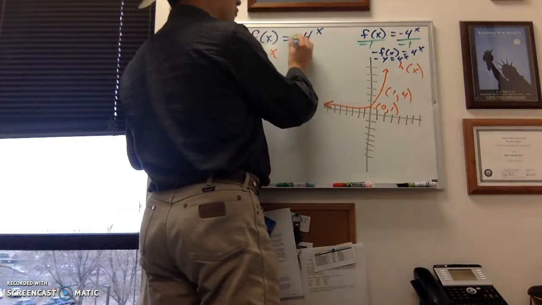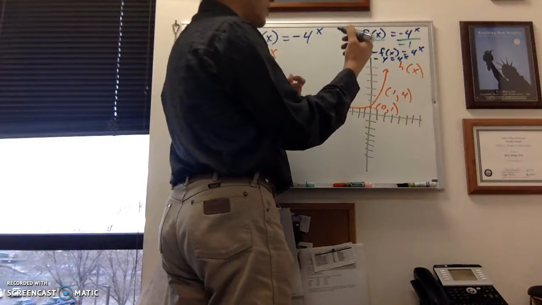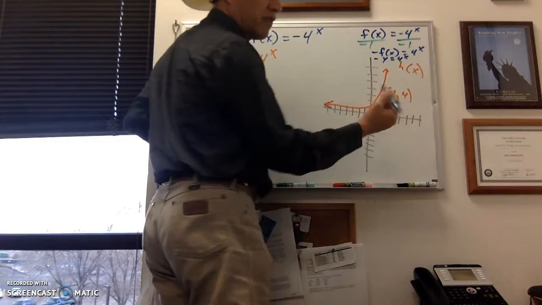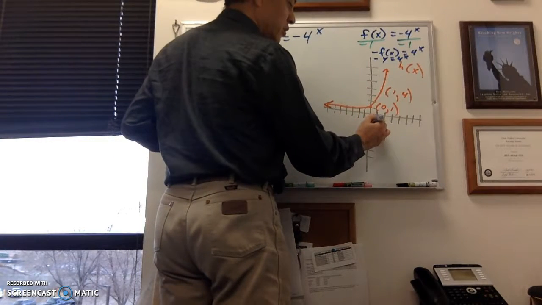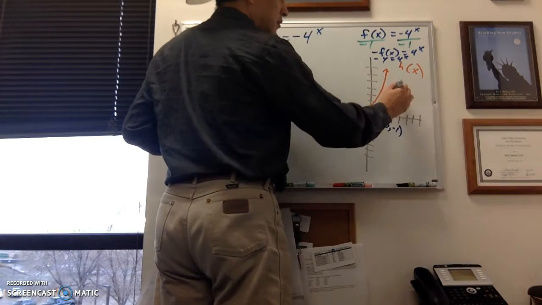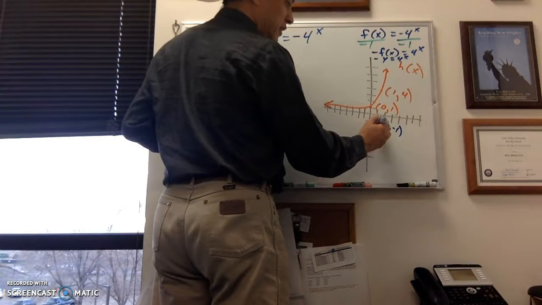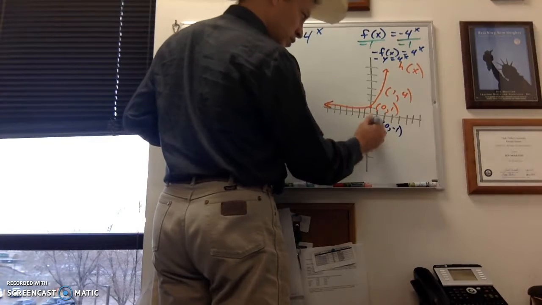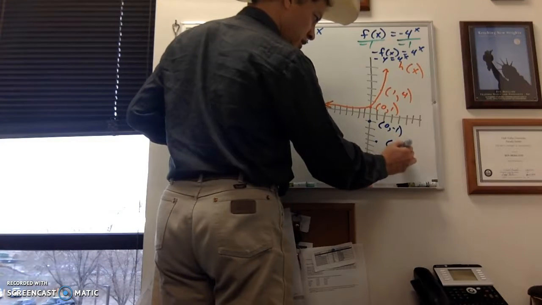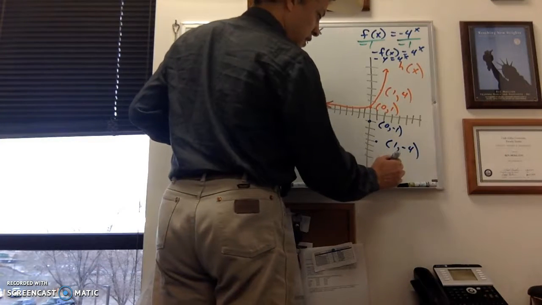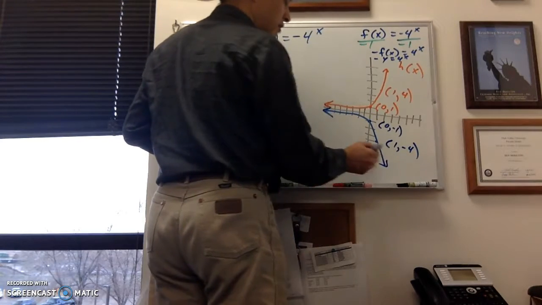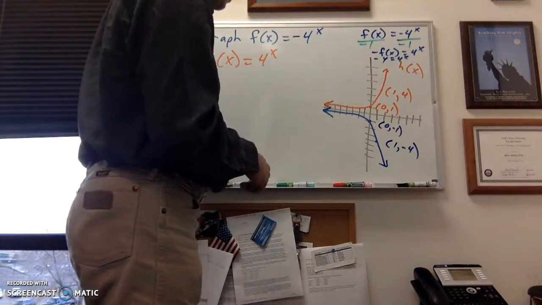If you have a negative out in front of the entire function, that means your y value is going to change. So I've got 0, 1, change the value on the y. So it'll be 0, -1. Put a negative out in front of the 4. That would give me a 1, -4. And that is all you need to graph a vertical reflection.